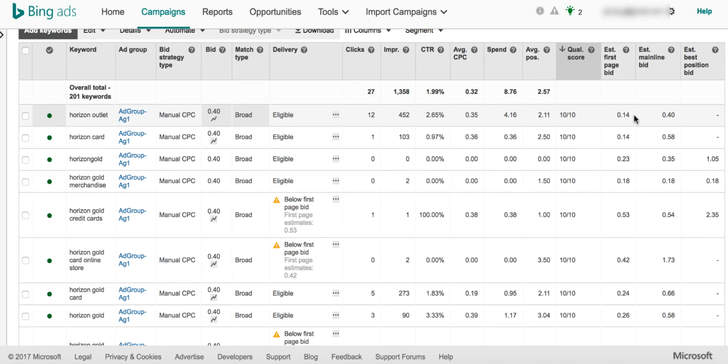Now, the way you lower your CPC rates is by attracting Bing more onto your ads. How do you do that? You increase your CTR as much as possible so that Bing knows there is a good ad here. So the more you try to get attention from Bing, the cheaper your clicks are going to be.